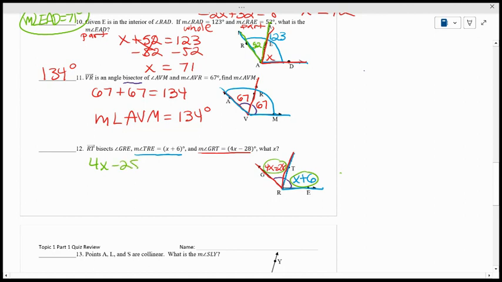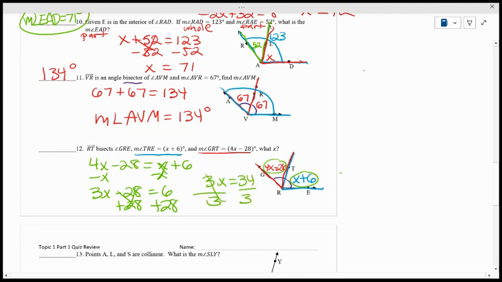4x minus 28 equals x plus 6. And solve it because it says what is x. So minus x from both sides. Add 28. And you get x equals 11.3 repeating. In geometry, it's okay to get decimals. So that's an okay answer. Doesn't happen a lot in algebra, and in geometry happens quite frequently.